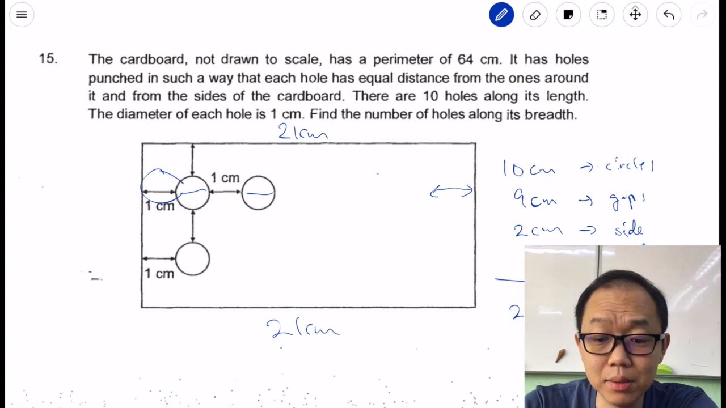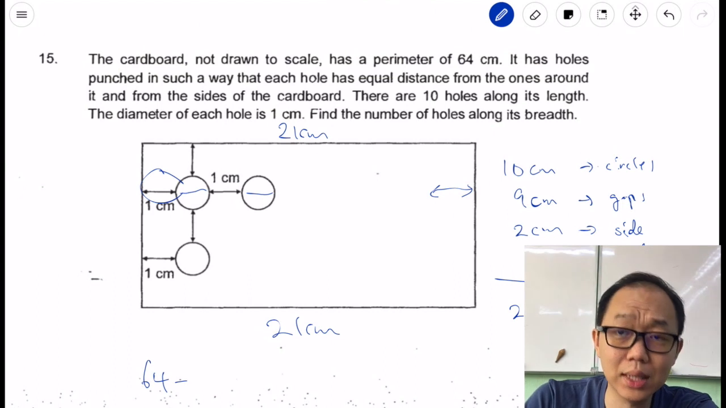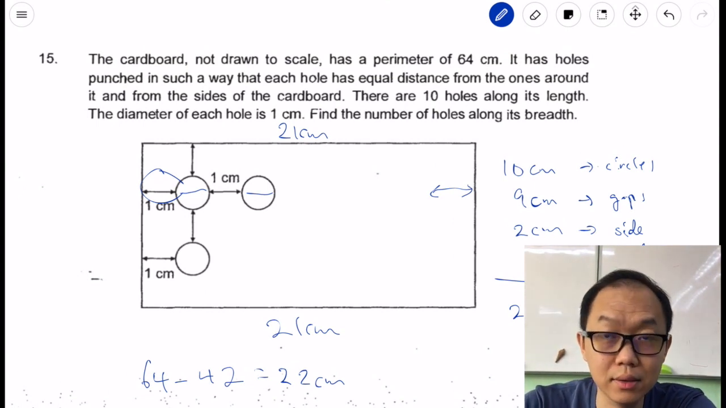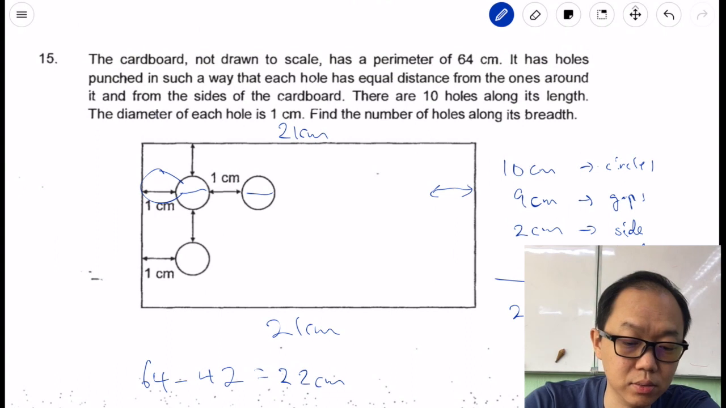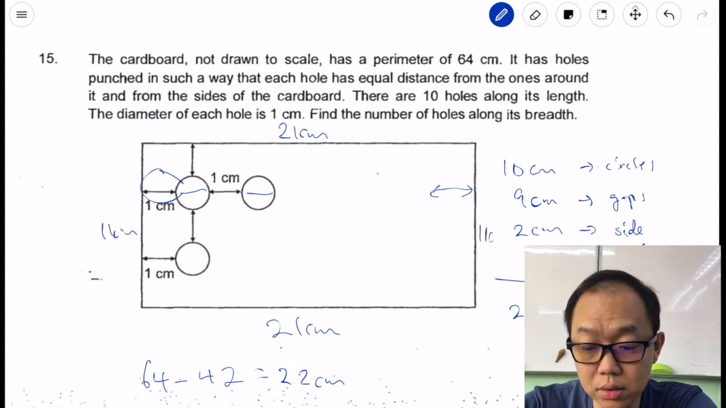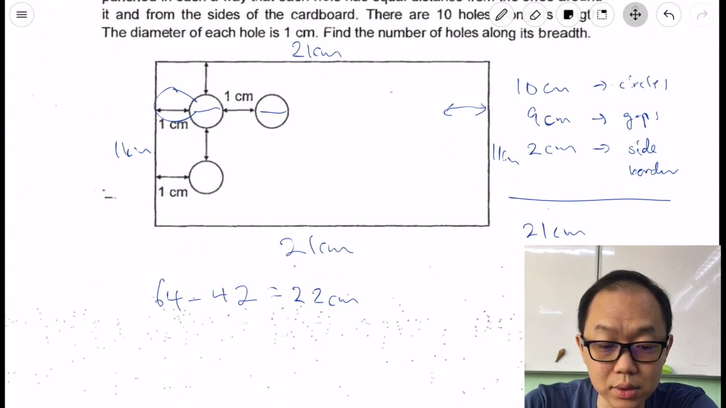They say that the perimeter is 64. So we take 64 minus 2 times 21, which is 42. We get 22 centimeters. So the sum of the breadth is 22, that means each one is 11. So if this is 11 centimeters, we want to find out how many holes can be put.